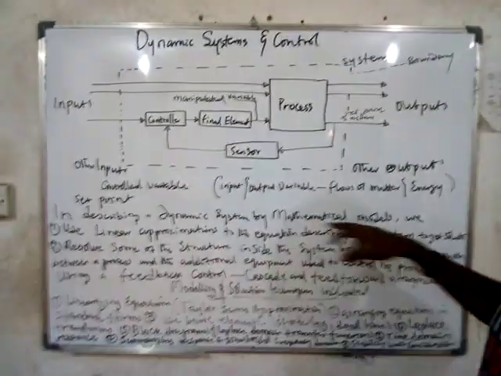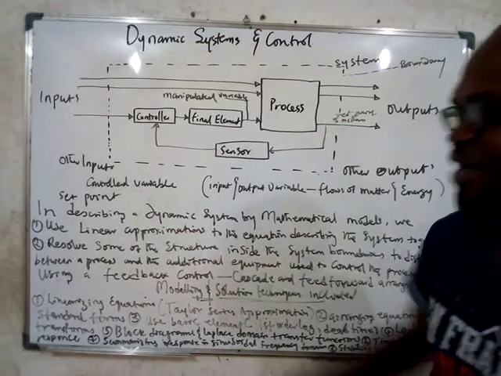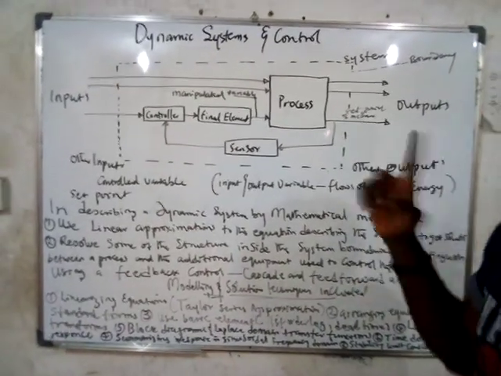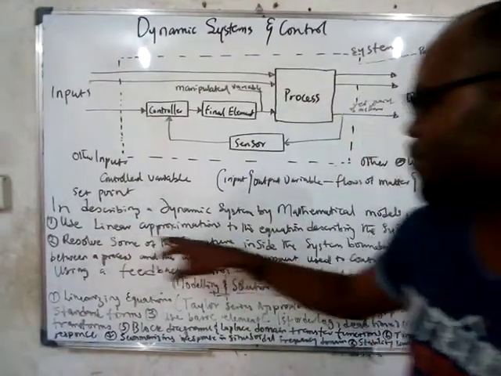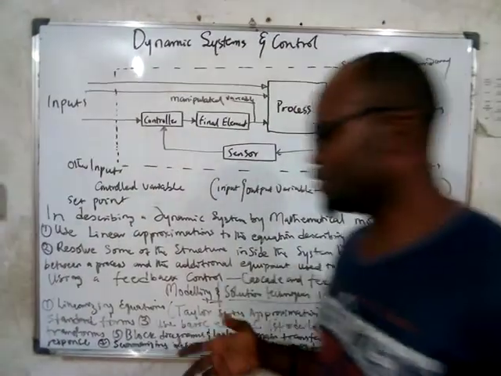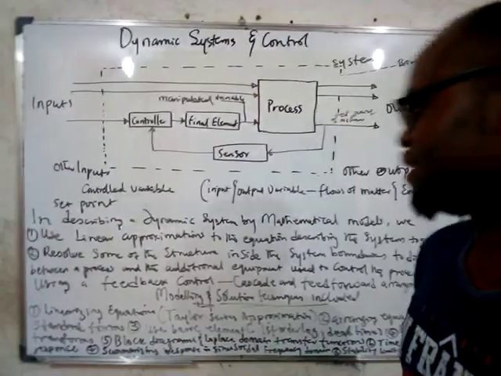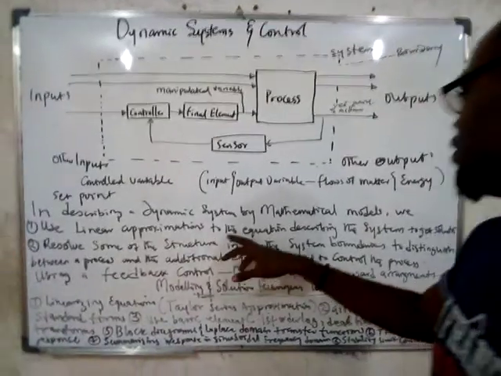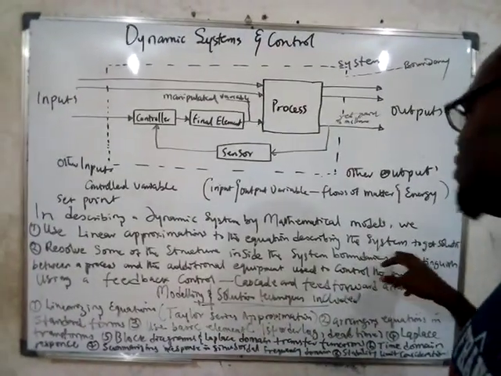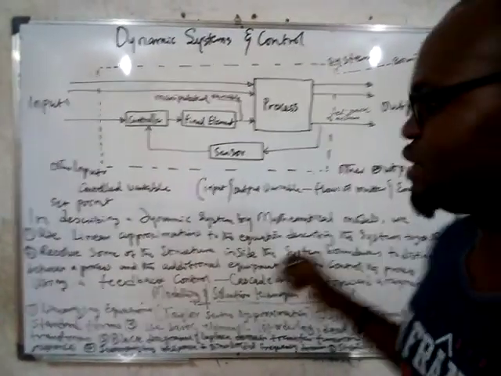So in describing a dynamic system by mathematical models, how do you go about describing a system by a mathematical model? Number one thing is that you use linear approximations to define a system into a mathematical method. You use linear approximations to the equations describing the system in order for you to get solutions.